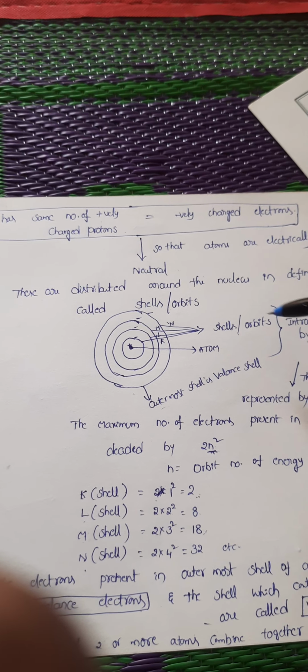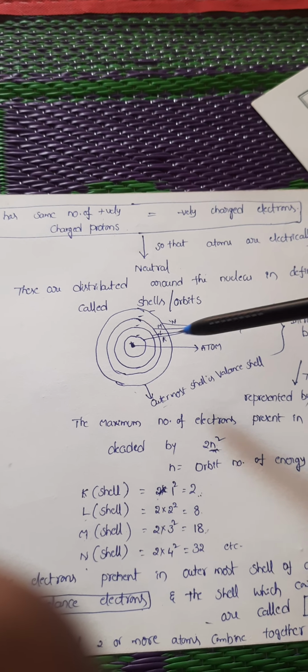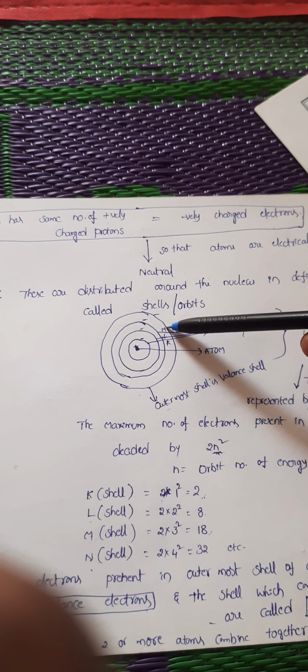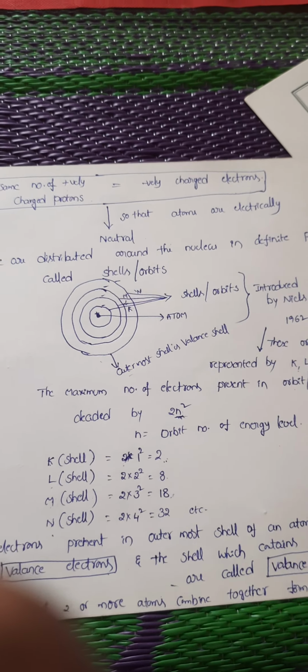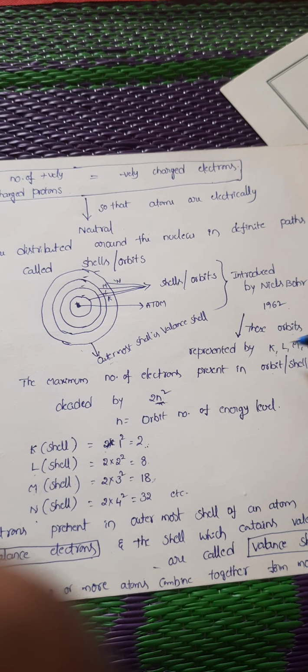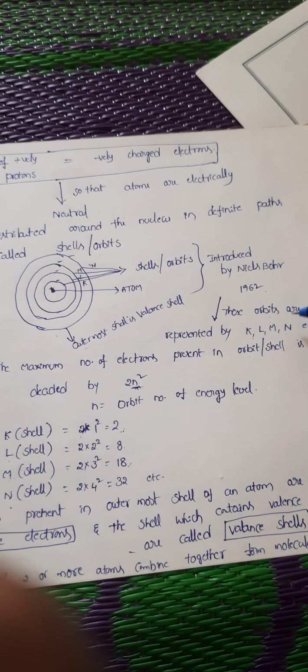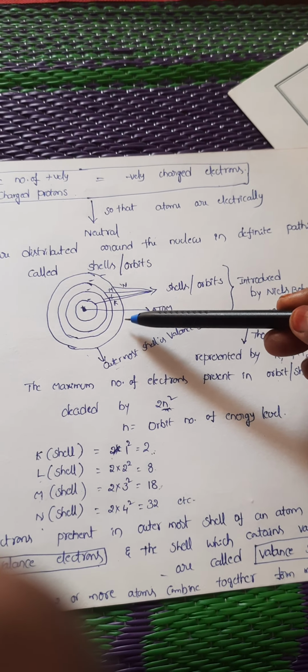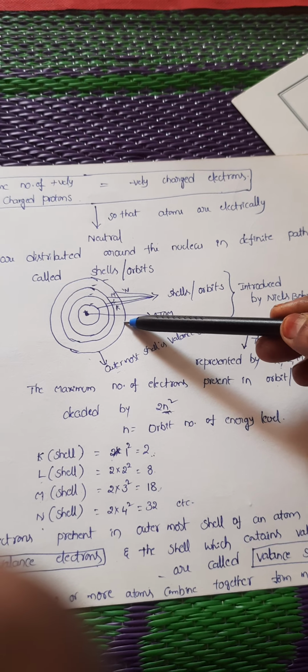These electrons are distributed around the nucleus in the specified paths called shells or orbits, namely K, L, M, N. This was introduced by Niels Bohr in 1913. I already told you, these orbits are namely the K, L, M, N shells, right? Okay, the outermost shell is called the valence shell, right?